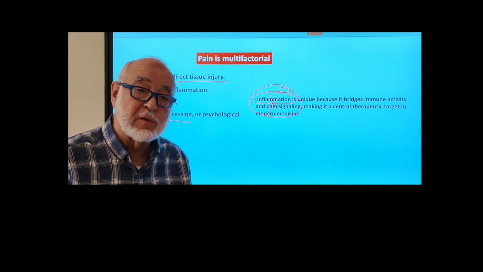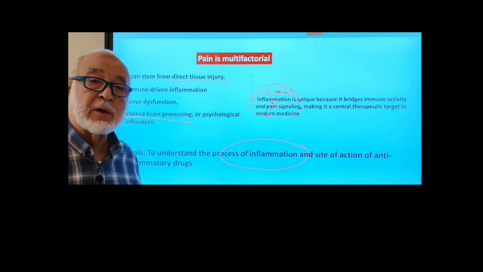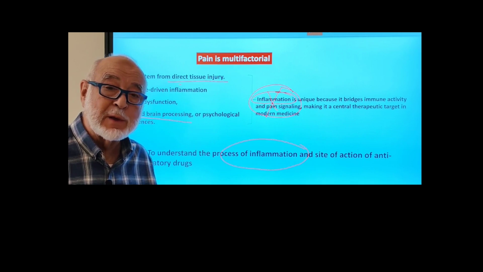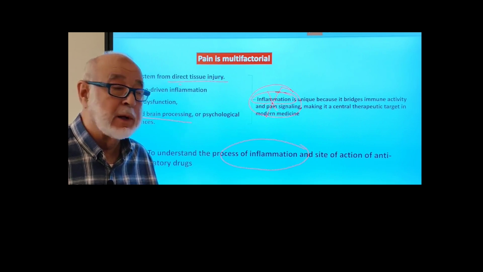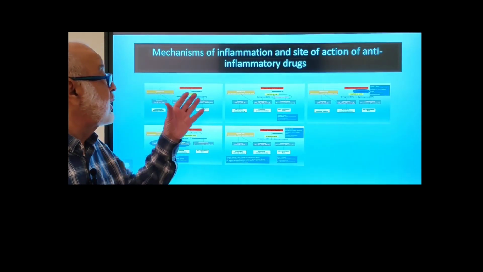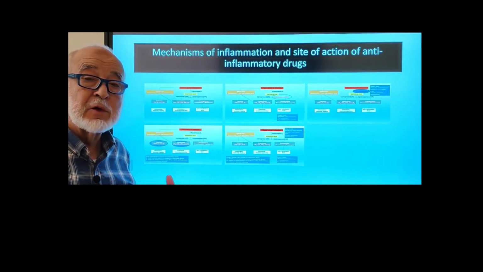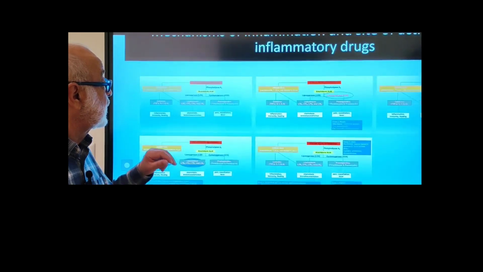This is the main goal of this lecture, is to know what are the different types of inflammatory mediators. So we are going to understand what are the different types of inflammatory mediators and where do the anti-inflammatory drugs act. Okay? This is the main goal of this presentation, the mechanisms of inflammation and site of action of anti-inflammatory drugs.